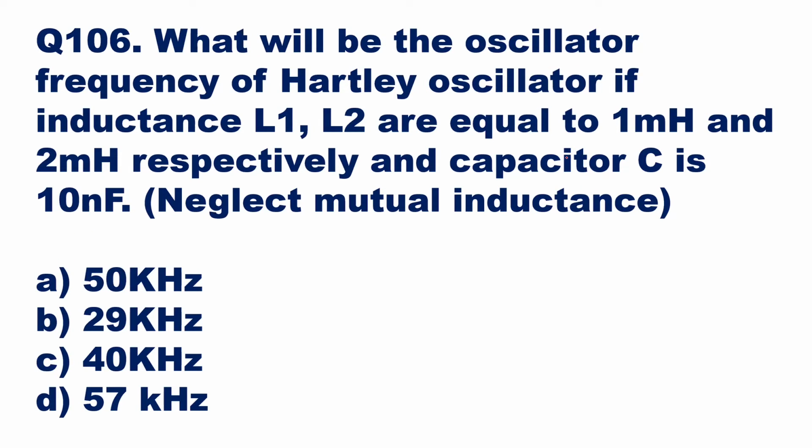What will be the oscillator frequency of Hartley oscillator if inductance L1 and L2 are equal to 1 millihenry and 2 millihenry respectively, and a capacitor is 10 nanofarads? Neglect mutual inductance. Okay, so what will be the frequency of oscillator? So here we remember the formula of frequency of oscillations for Hartley oscillator. So f0 is equal to 1 upon 2 pi under root L equivalent into C.